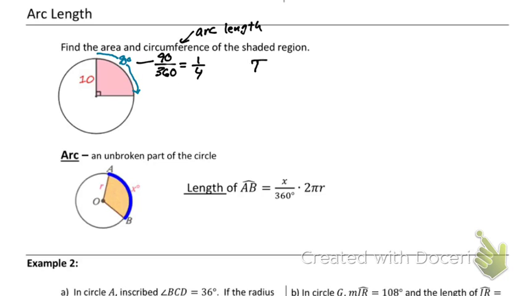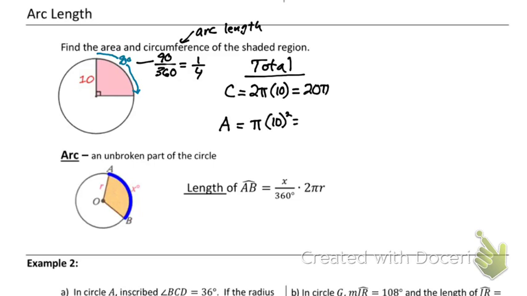We're going to do this a little different than normal. We're going to first come up with the total circumference and the total area. So our total circumference. Remember, circumference is 2 pi r, so it'd be 2 pi times the radius. Well, it says the radius is 10. So our total circumference would be 20 pi. Our total area would be pi r squared, so that'd be pi times 10 squared, which equals 100 pi.